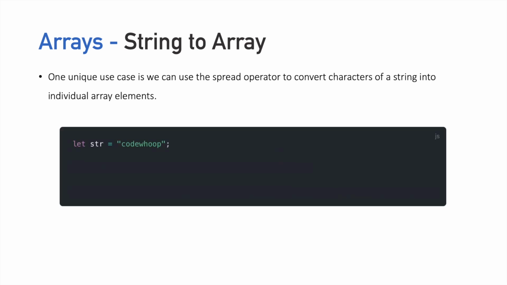Suppose we have a string initialized to codewhoop. Now in the next line we create an array characters where we expand the elements of the string within this array. Now when we console log the characters array, we get the output as an array which contains individual characters of the string as the array elements. Therefore, we have successfully expanded the string codewhoop into an array where individual characters of the string are the elements of the array.